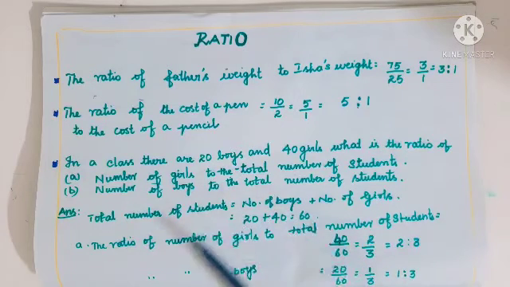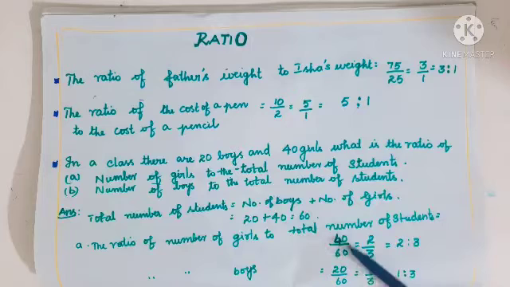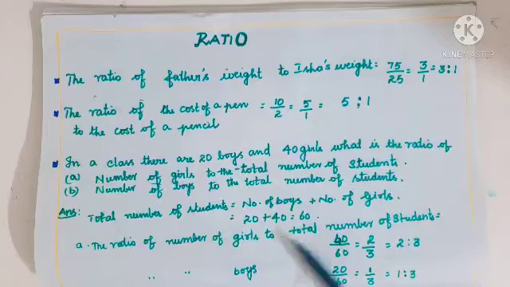Now our question is the ratio of the number of girls to the total number of students. The number of girls is 40, and the total number of students is 60. If you cancel the zeros, with the 2 table, 2 twos are 4, 2 threes are 6. So the ratio is 2 is to 3.